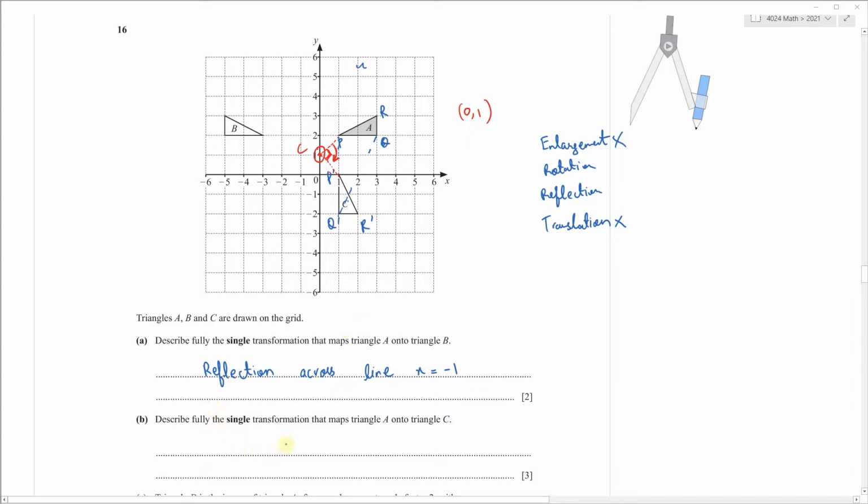So the transformation will be rotation 90 degrees clockwise because this direction is clockwise. Clockwise around your center, which is this point here, 0, 1.